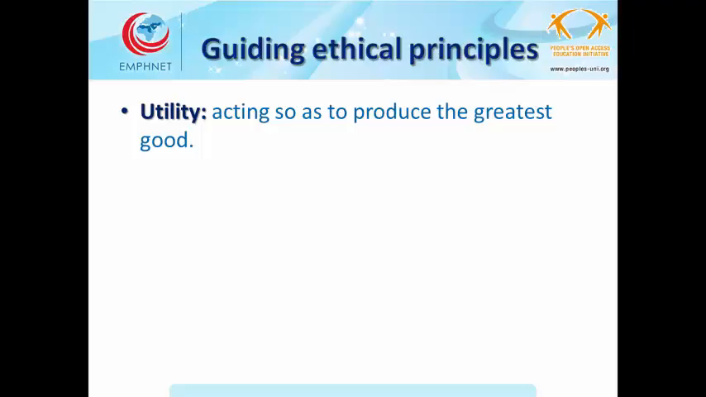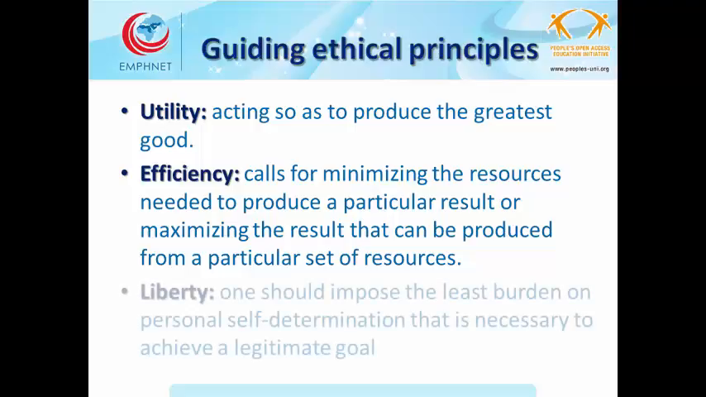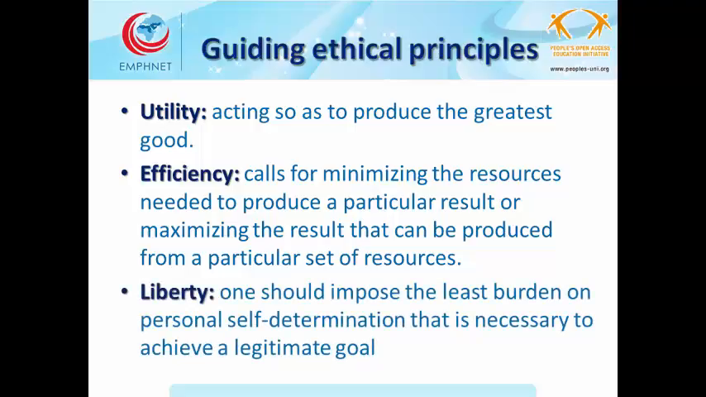There's the principle of utility, introduced in the last video when we talked about the school of utilitarianism, or consequentialism. So utility is acting so as to produce the greatest good for as many people as we can. The second principle is efficiency, which calls for minimizing the resources needed to produce a particular result, or maximizing the results that can be produced from a particular set of resources. This is particularly important when we're talking about the resource allocation example that we'll discuss later.